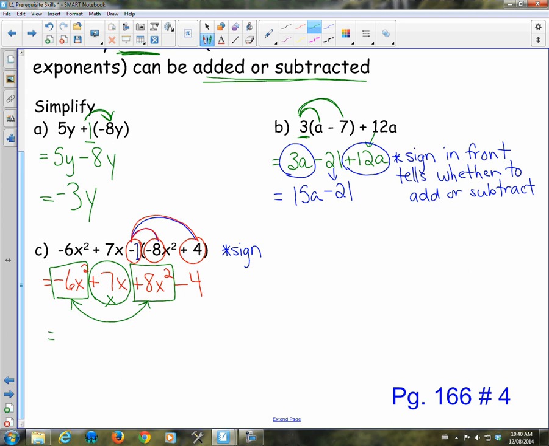So I have negative 6x squared plus 8x squared means I'm going to have 2x squared when I have negative 6 plus 8. Nothing to add with the 7x because that one doesn't have an x squared, so you can't put them together. So I have 7x and minus 4. Bring those both along, down for the ride, and you're done. If you want to stop the video now and try page 166, number 4, go right ahead.